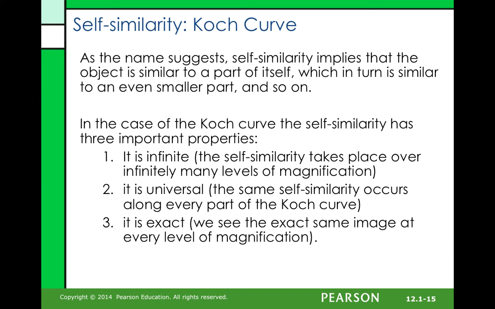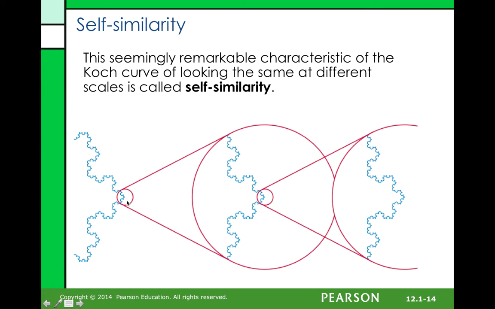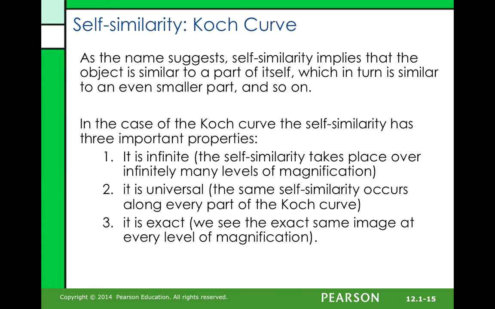So in the case of the Koch curve, the self-similarity has three important properties. It's infinite. So the self-similarity takes place over infinitely many levels of magnification. So, here we zoomed in twice, I guess, right? You can zoom in 1,000,000,000 times and you'll still see the same thing. The number of times you decide to zoom does not matter. That's what property 1 is saying.